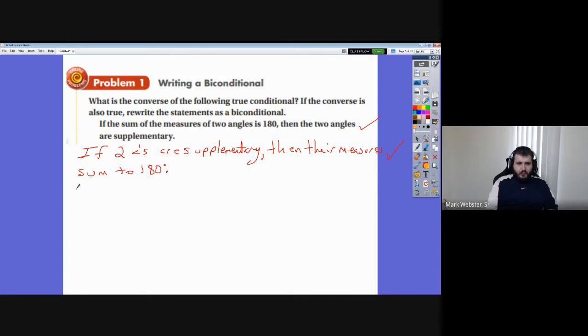So again, we're getting rid of the if. So we say the sum of the measures of two angles is 180 degrees if and only if the two angles are supplementary.